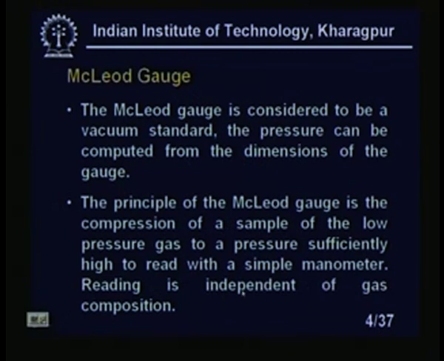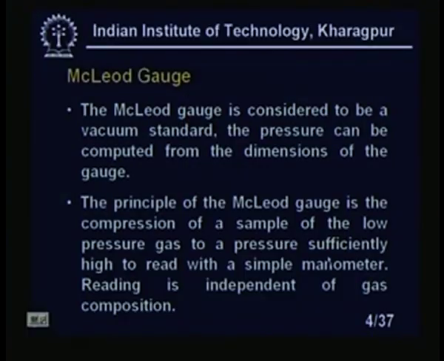The principle of the McLeod gauge is the compression of a sample of low pressure gas to a pressure sufficiently high to read with a simple manometer. We compress a low pressure gas to such a value that, by the simple manometric principle, I can measure that pressure. A low pressure gas is taken and very intelligently compressed to a sufficiently high pressure so that a simple manometer can measure it. That pressure is then calibrated in terms of the low pressure in which we are actually interested.